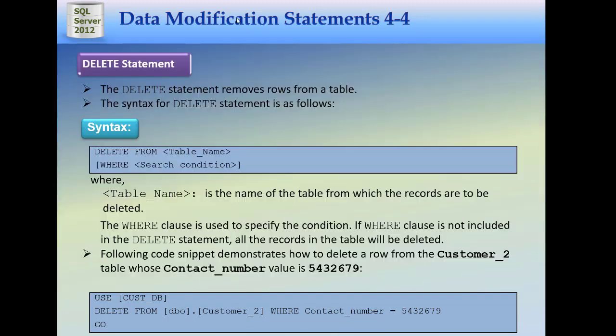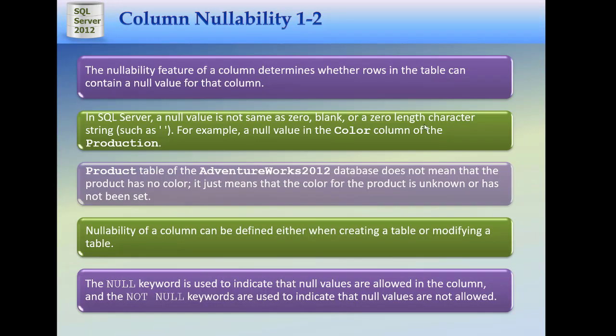Column nullability. Now, the nullability feature of a column, as I discussed earlier, determines whether rows in the table can contain a null value for that particular column. And in SQL Server, a null value, as I discussed, is not the same as 0, blank, or a zero-length character, such as an empty string.